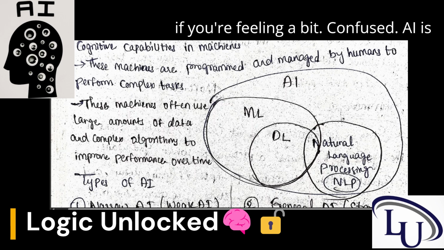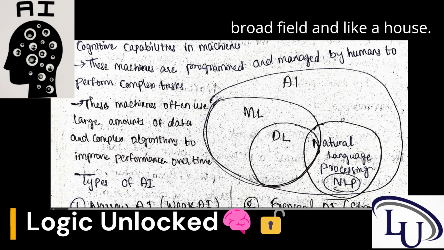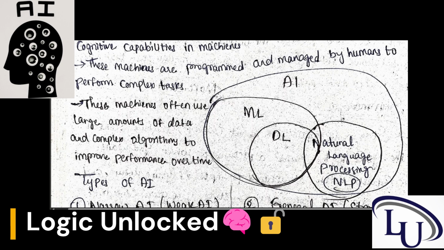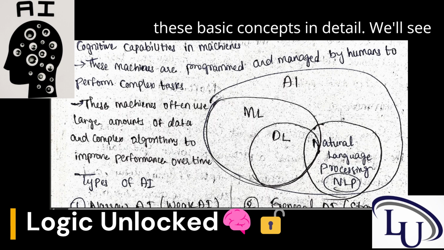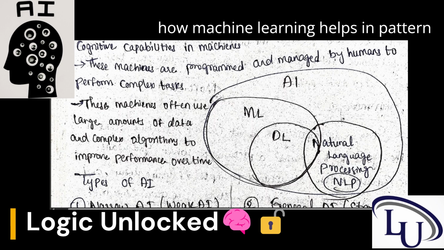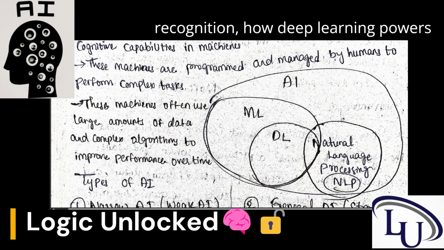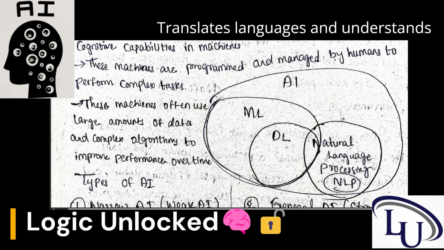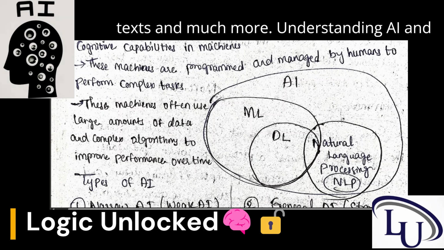Don't worry if you're feeling a bit confused. AI is a broad field and like a house, it has areas with unique functions that build up and support one another. In this course, we'll explore each of these basic concepts in detail. We'll see how machine learning helps in pattern recognition, how deep learning powers voice assistants, how NLP translates languages and understands text, and much more.